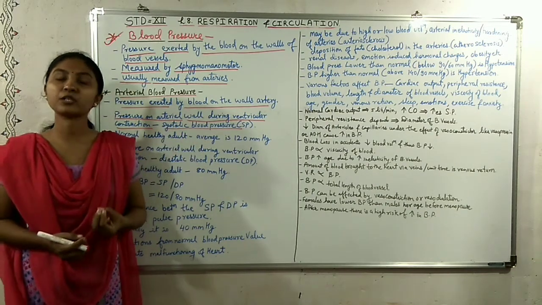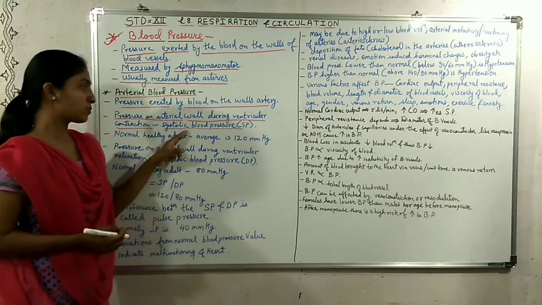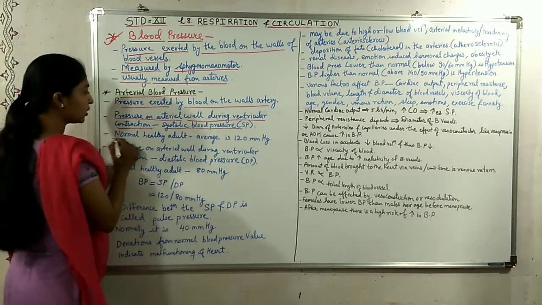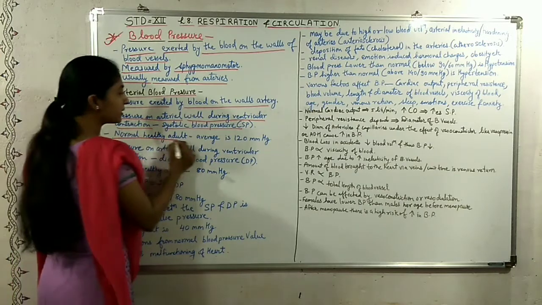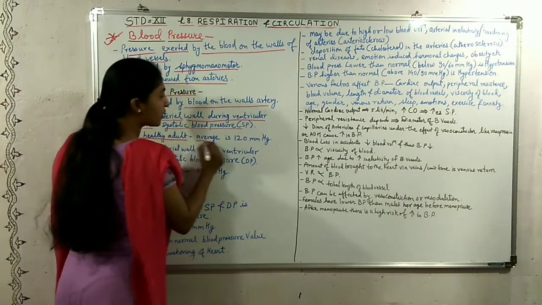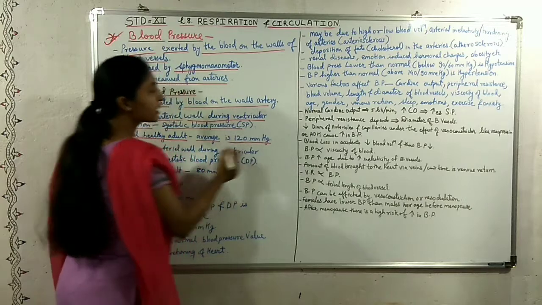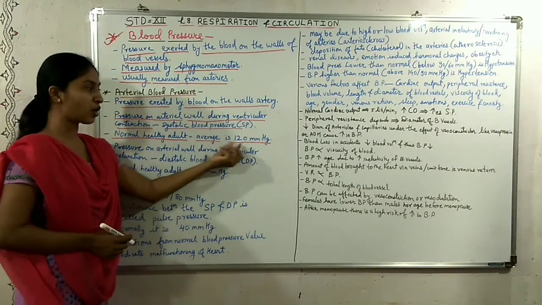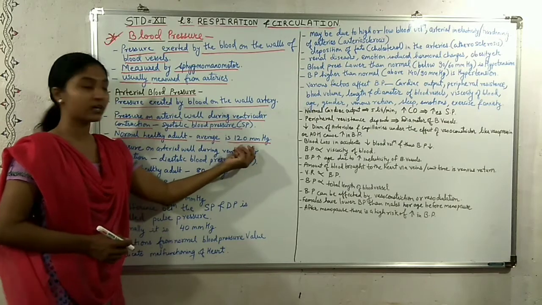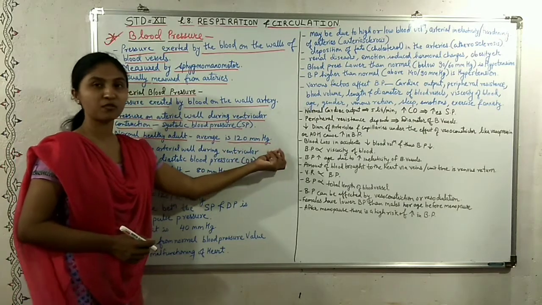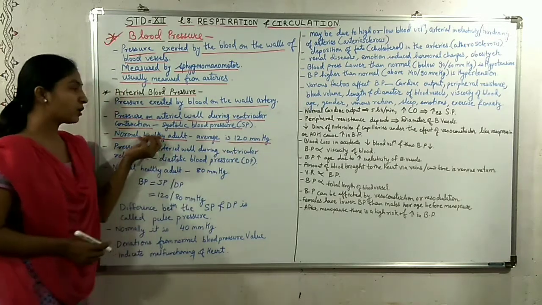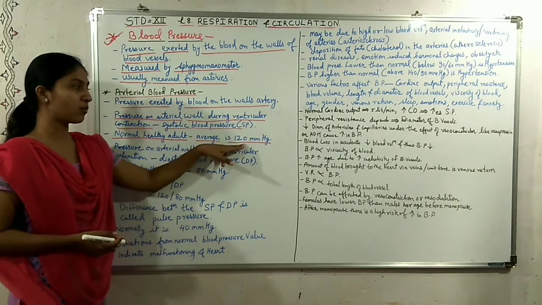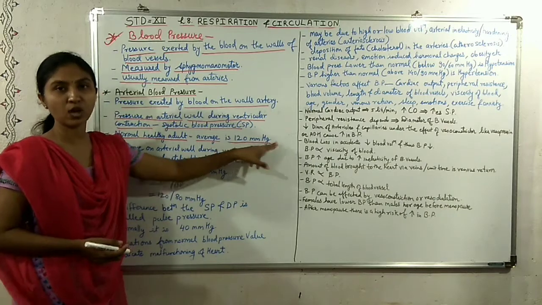As we know, contraction is also called systole. So, this pressure is called systolic blood pressure. The normal healthy adult has an average of 120 millimeters of Hg. So, in a normal adult, the value of the systolic blood pressure is about 120 millimeters of mercury.